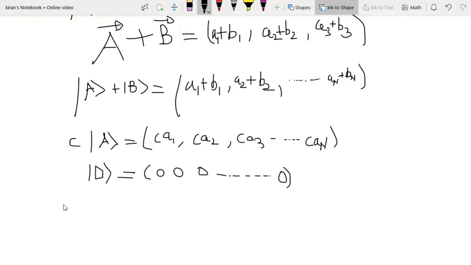And an inverse vector minus a will simply be minus of all components. Compare it with our Euclidean space and it will help you understand this particular concept. We will be discussing more about representation of vectors using the components.